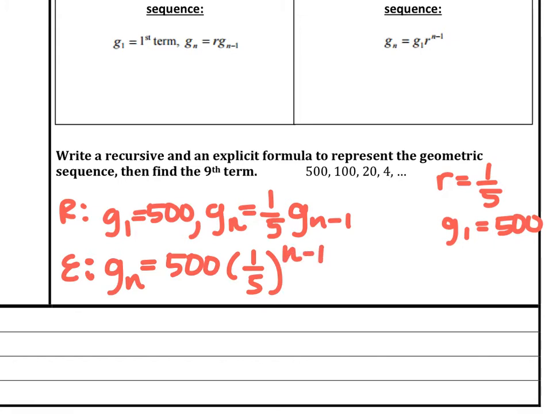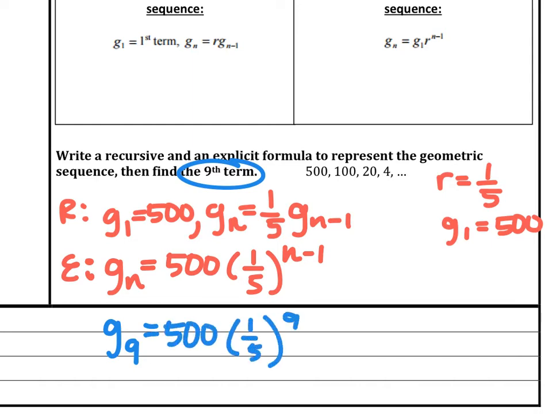Okay, and it wants us to evaluate for the 9th term. It doesn't say after the 9th term, so we're going to evaluate for n equals 9. So g in the 9th term, we're doing 500 times 1/5 to the 9 minus 1. So I'm evaluating actually to the 8th there. And we're going to plug this in our calculator. Turns out to be a pretty small number. It's going to be 0.00128.